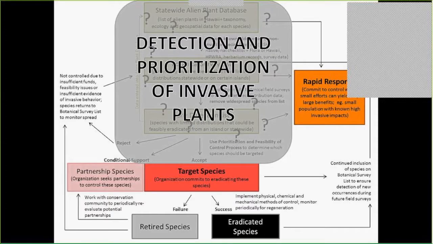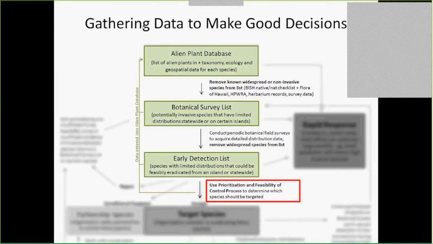So my job was to help fill in the system behind this gray box. So how to detect and prioritize and how to plan and gather data to do that. Basically this was all about gathering data to make good decisions. So today I've been invited to talk about the very last step of this system, how we prioritize the plants that we decide to take on as target species.